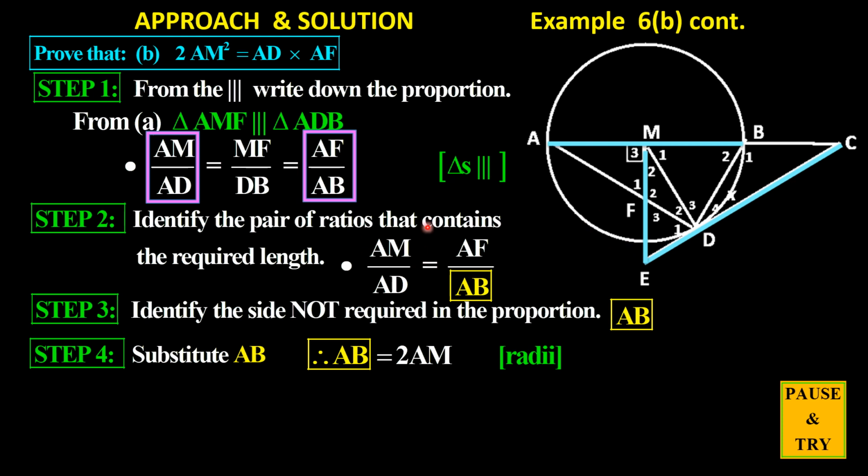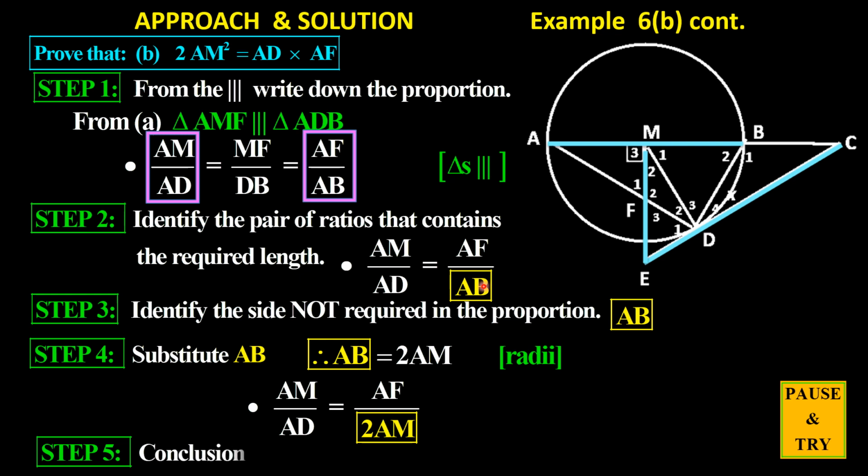We go back to the statement here again. So in place of AB, we replace AB now with 2AM. Now, let's just cross multiply. And if we cross multiply now, we notice we get 2AM squared equal to AD times AF. And what do you notice? This is the statement that we required to prove. 2AM squared equal to AD times AF, right?